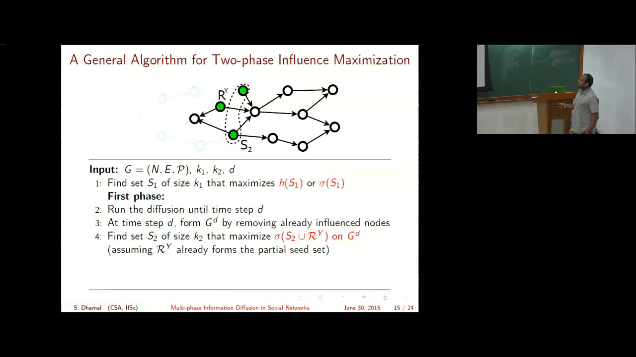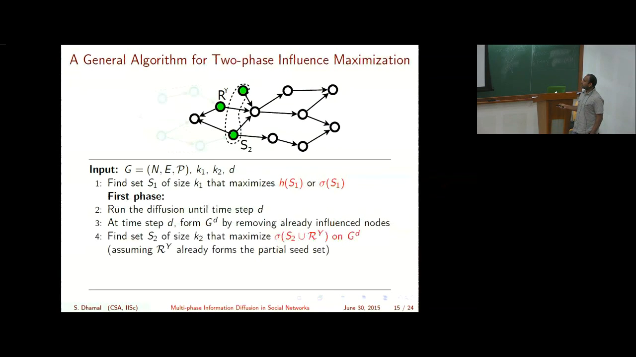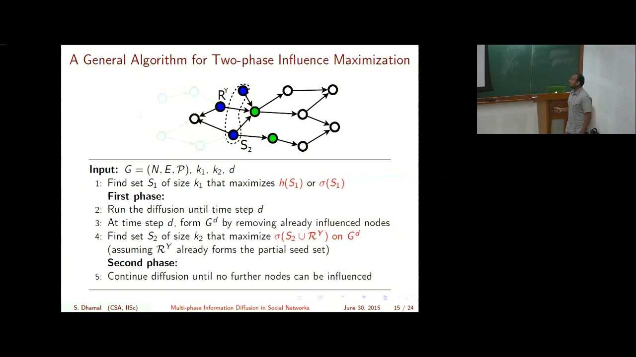And so we select the seed set S2 based on this: we know that this particular node, which was recently activated during the observation, is also going to act like a seed node for the second phase, because it's a recently activated node, okay? So we have the sigma of S2 union Ry, that is the recently activated, on this particular new graph. And we continue the diffusion until no further nodes can be influenced.